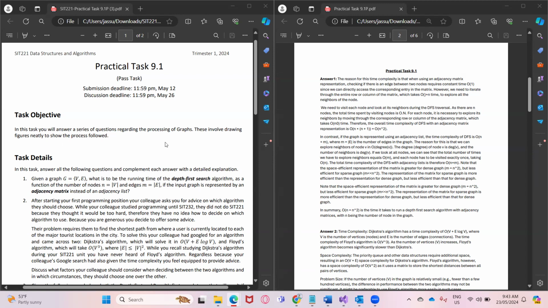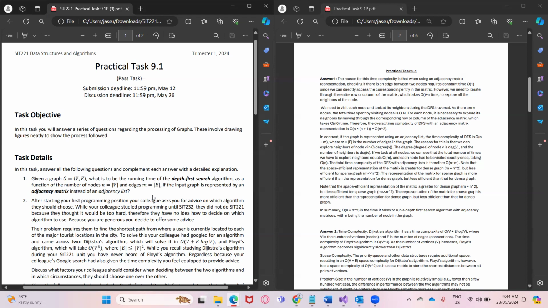I'm explaining the first question. When we use the depth first search algorithm on a graph, the running time depends on how we represent the graph. If we use an adjacency matrix, the graph is stored as a 2D array where each cell at position i and j indicates if there is an edge between node i and j.